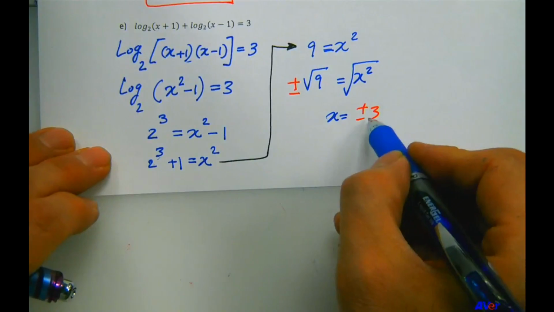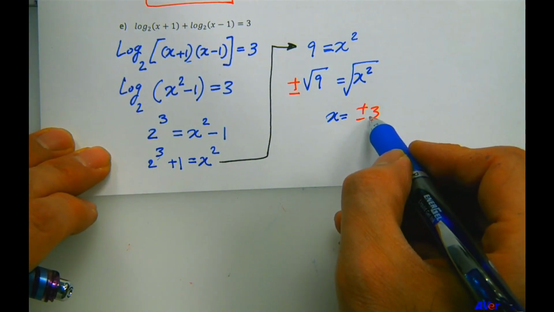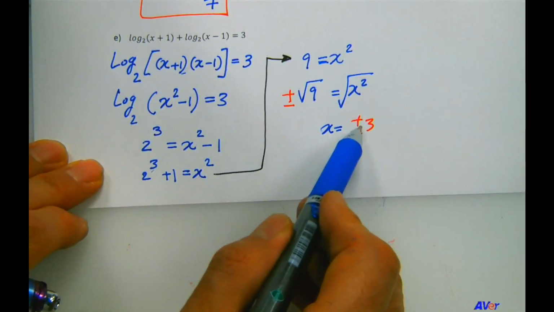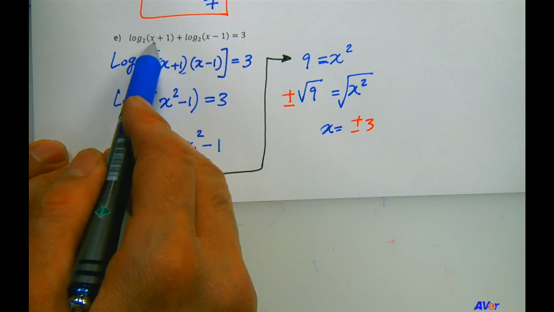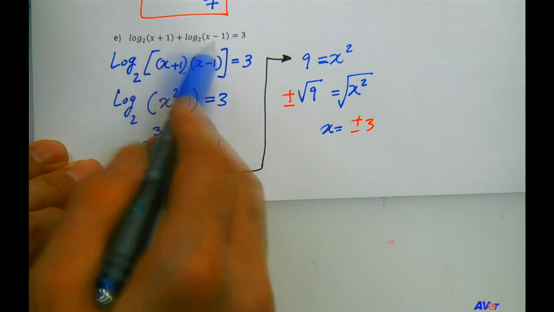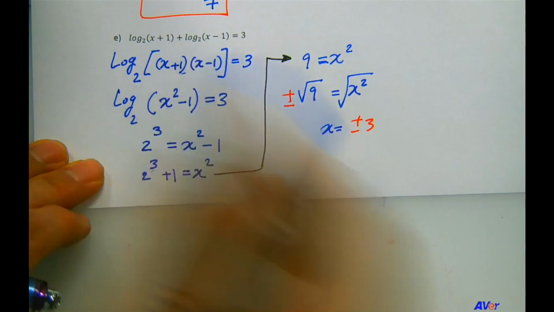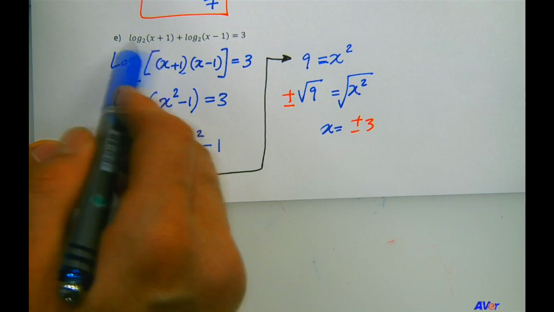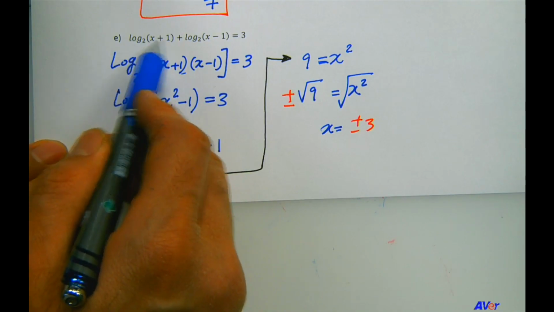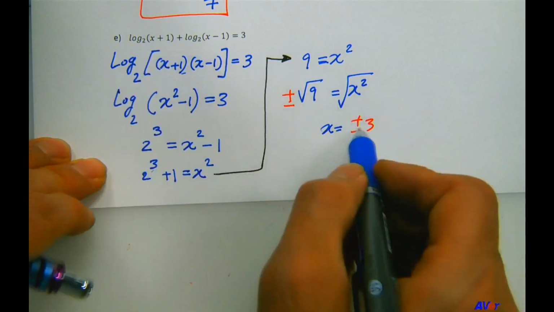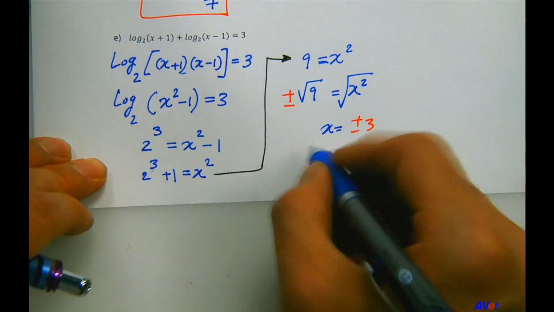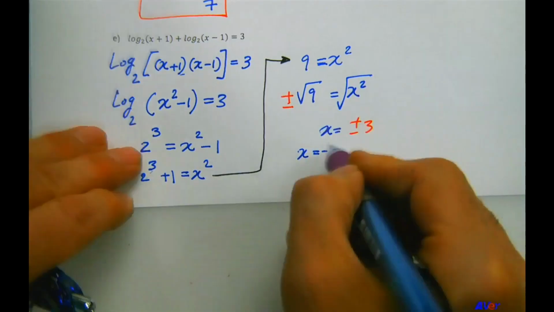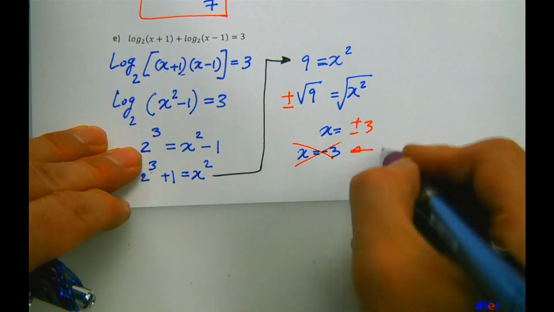Okay, should we accept these two answers? Let's see. We need to check. Positive 3, plug it in. Does it make sense? 3 plus 1, positive 4. Yes. 3 minus 1, positive 2. Yes. How about minus 3? Minus 3, plug it in. Minus 3 plus 1, minus 2. Log of minus 2? No. Log of a negative number does not exist. So the minus cannot be accepted. So x equals minus 3, not acceptable.